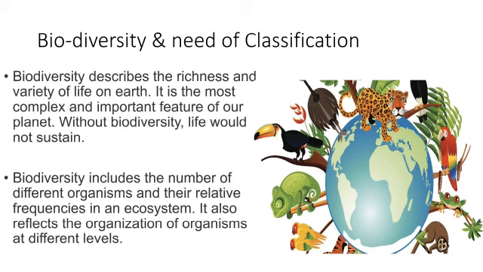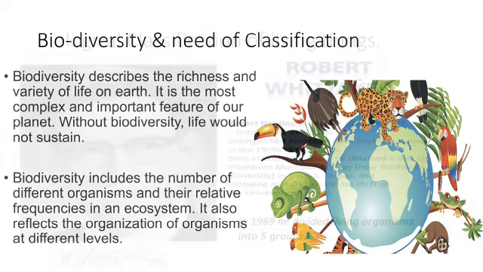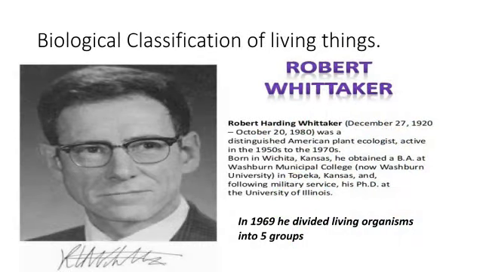According to the 2011 census, around 87 million species of living organisms are found on the earth, including land and sea. To study such a vast number, it was essential to divide them into groups. So groups and subgroups are created considering the similarities and differences among the living organisms. This process of dividing living organisms into groups and subgroups is called biological classification.